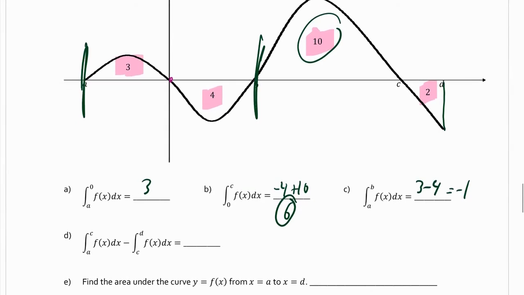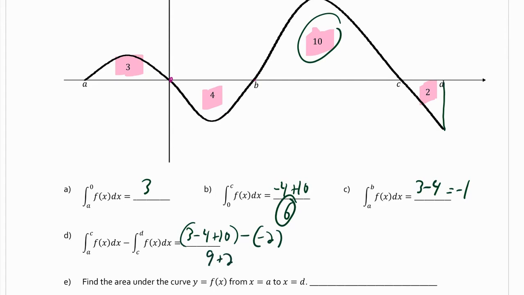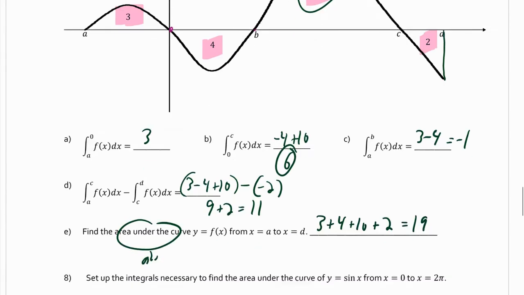Then you have the integral from A to C, so that's 3 minus 4, but plus 10, minus the integral from C to D, which is minus the -2. And then if I just simplify this, I get 9 plus 2, or 11. It wants the area under the curve from A to D. Remember, area under the curve is absolute value, so everything is positive. 3 plus 4 plus 10 plus 2, or 19.